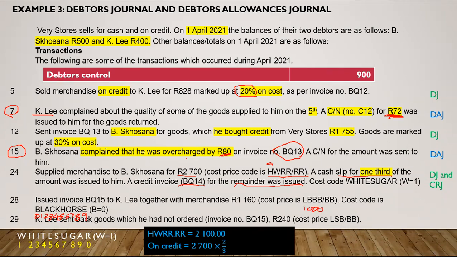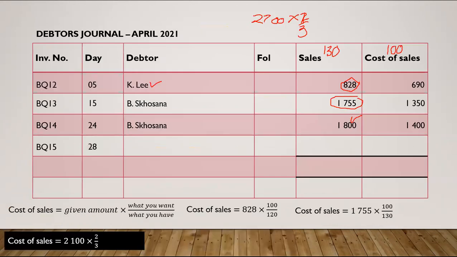Because we issued an invoice, it means we sold goods on credit. And the fact that we sold goods on credit, that transaction will be recorded in the debtors journal where under sales, we'll have that 1,160 and under cost of sales, we'll just have 1,000. You can just add them up.